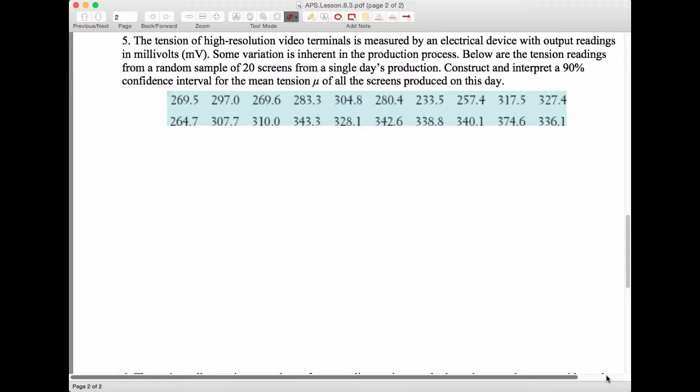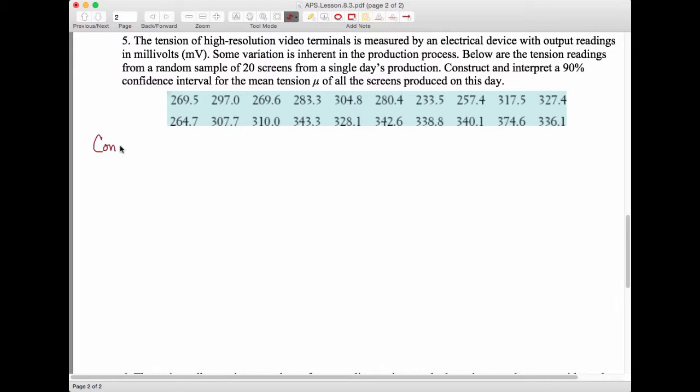I'd like to walk through problems 5 and 6 on lesson 8.3, constructing confidence intervals for a mean. Number 5 has 20 screen tension readings in millivolts. And so we begin with just a set of data and a story that asks us to construct and interpret a 90% confidence interval. So first of all, we have to check conditions.